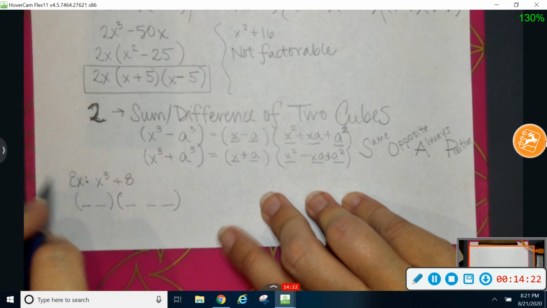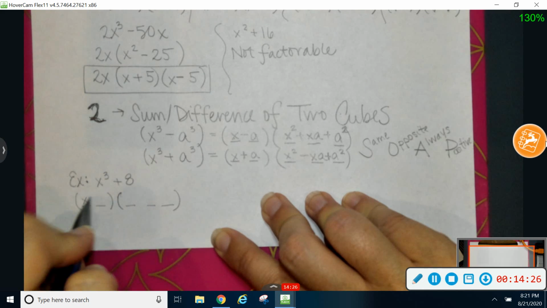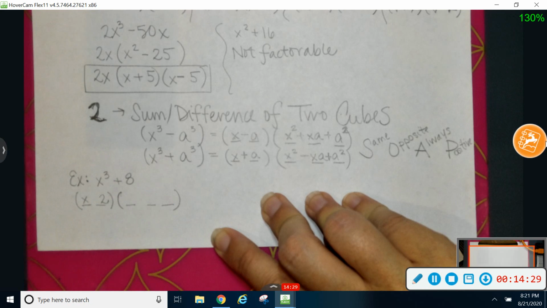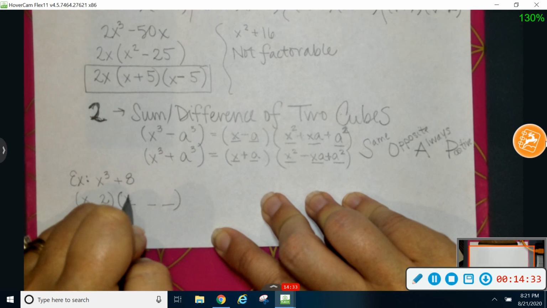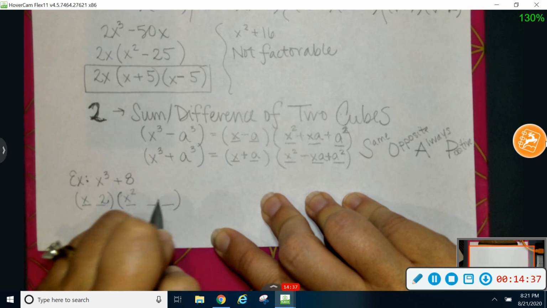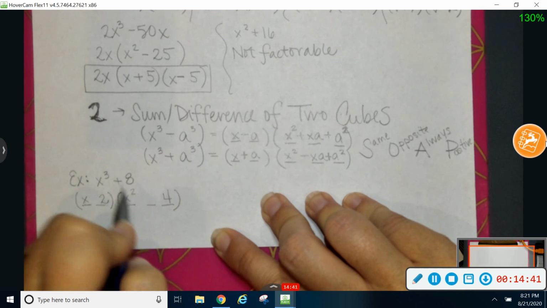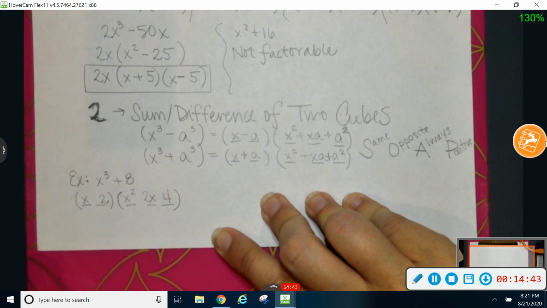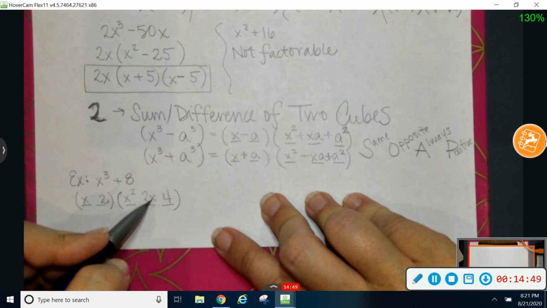Cube root of x cubed, x. Cube root of 8, 2. Square the first term, take x and square it. Square the second term, take 2 and square it. So I get a 4 in the back. The middle, I'm going to multiply these 2 together. I'm going to say 2x rather than saying x2. That would start to look like an x squared again, and that's not what we have. We're multiplying these 2 together. I'm going to get 2x.